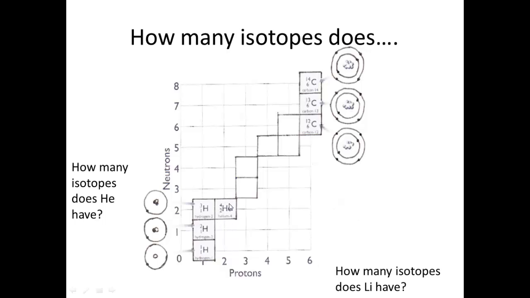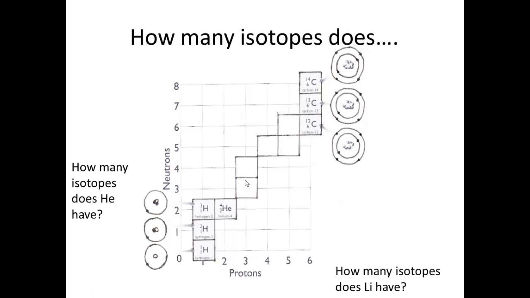How many isotopes does lithium have, Rafi? Wait, but no, 3? No, that's the atomic number. How many isotopes? How many boxes for lithium? 2. Lithium has 2 isotopes.